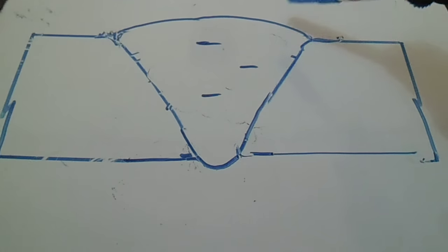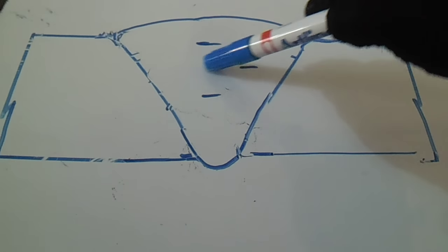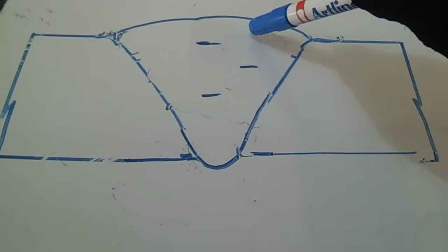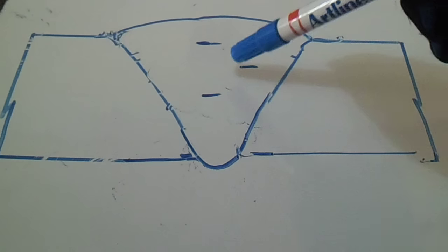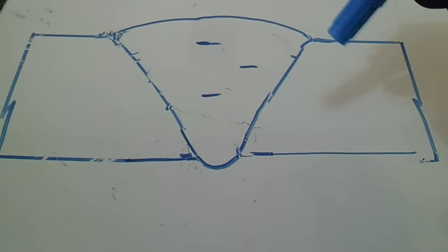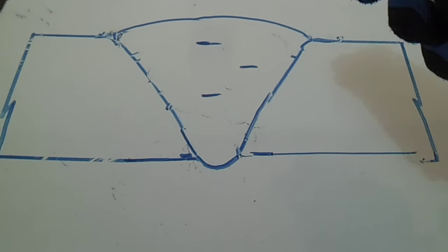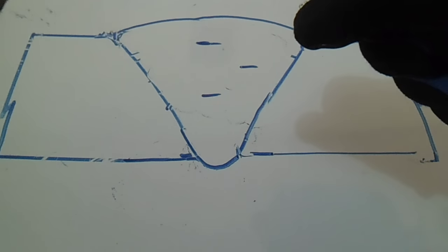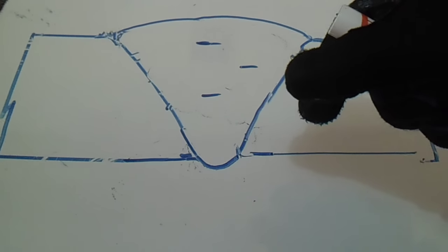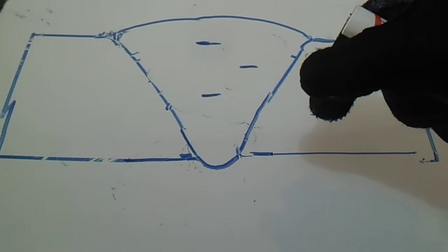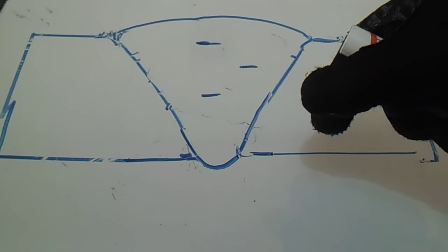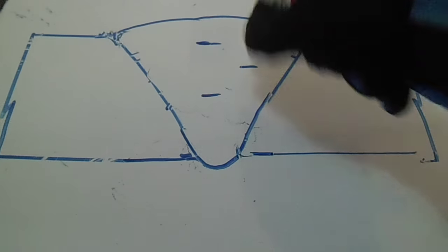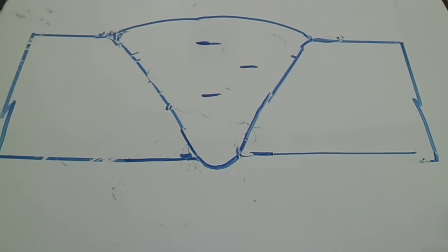So next defect is the tungsten inclusion. Okay, this is a tungsten inclusion. The reason is the welding bead during GTAW. Okay, GTAW is gas tungsten arc welding. So this is mixing of tungsten into the weldment, from the tungsten electrode. So this is also a weld defect.